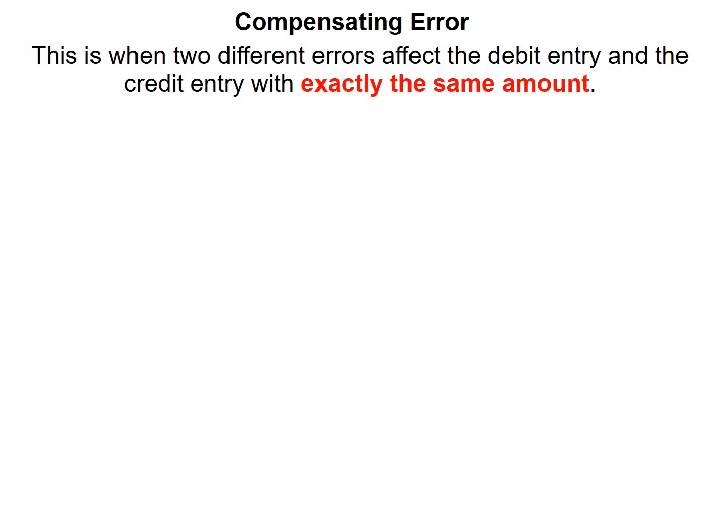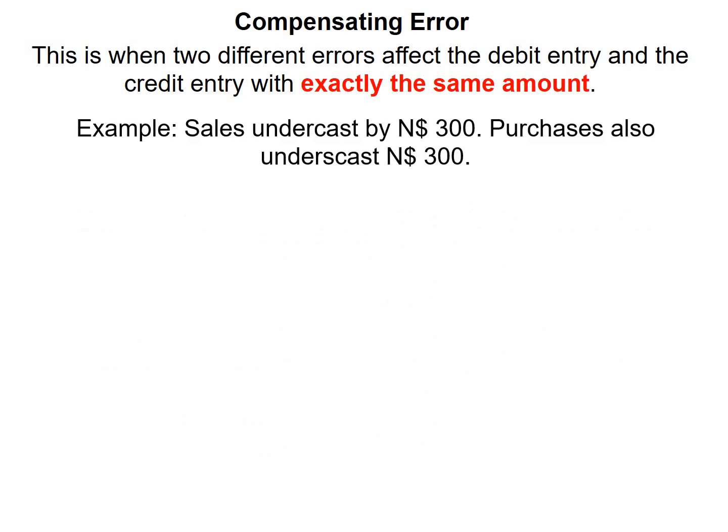Our last error is the compensating error. This is when two different errors affect the debit entry and the credit entry with exactly the same amount. Let's have a look at an example. Sales undercast by $300 Namibian and purchases also undercast by $300 Namibian.